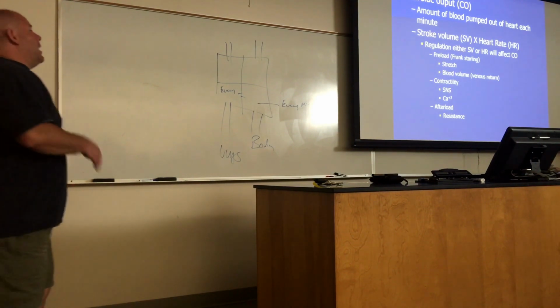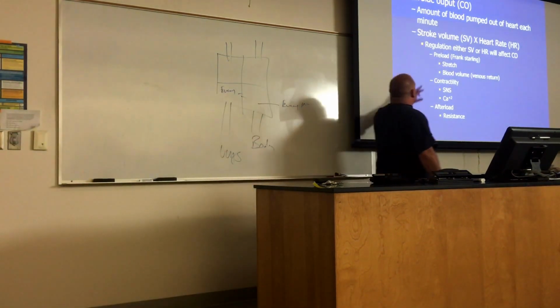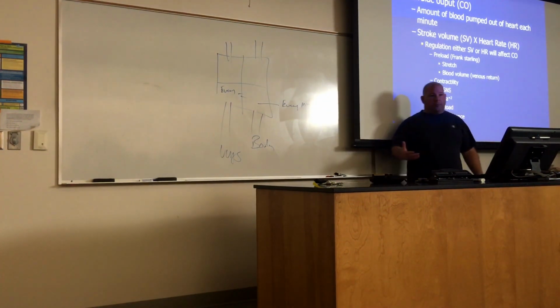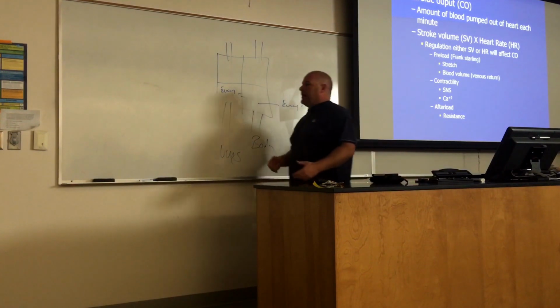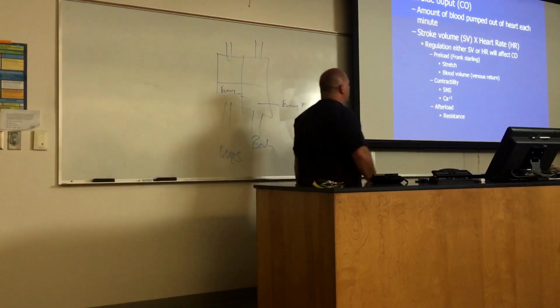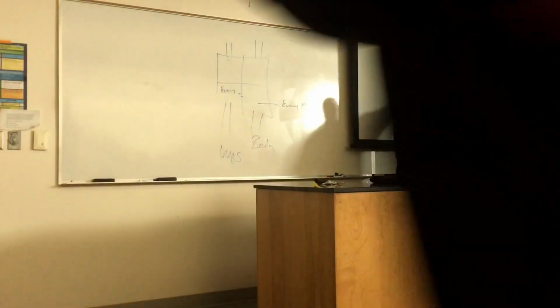So for us to be able to calculate this cardiac output, we're going to want to be able to monitor the two variables. Modify the two variables. So that when my cardiac output goes down, I have the ability of changing it up. Now, we're going to talk about the stroke volume first.